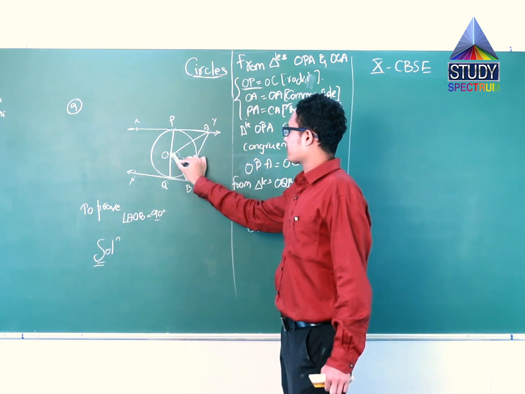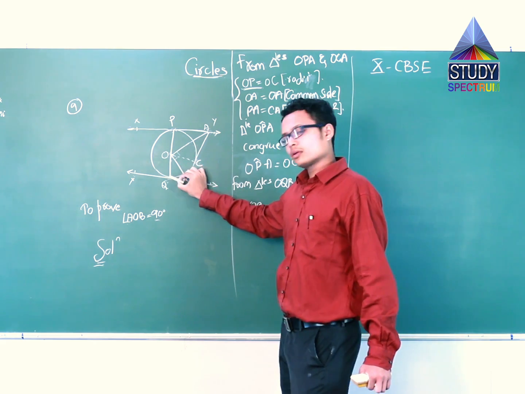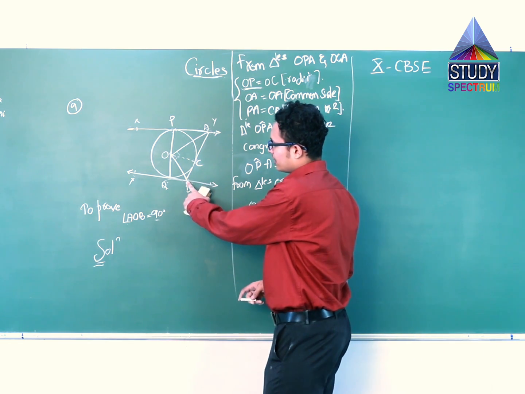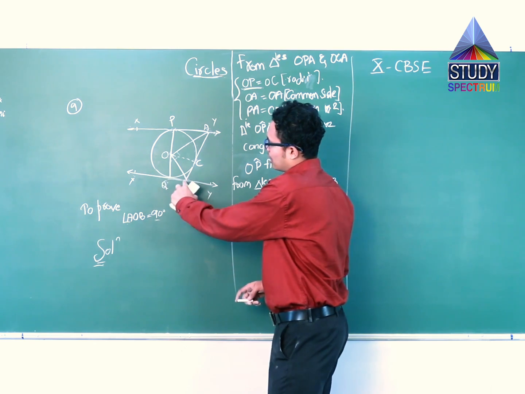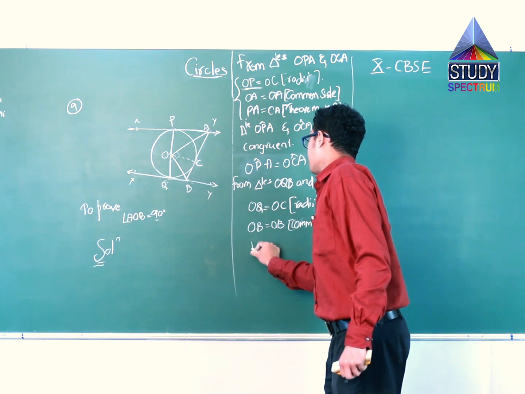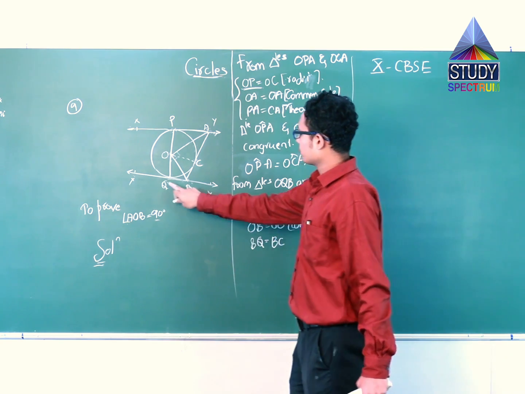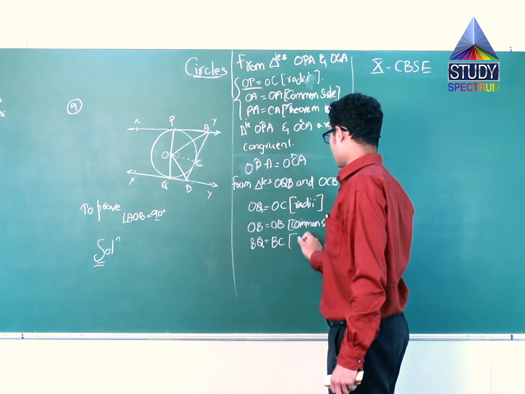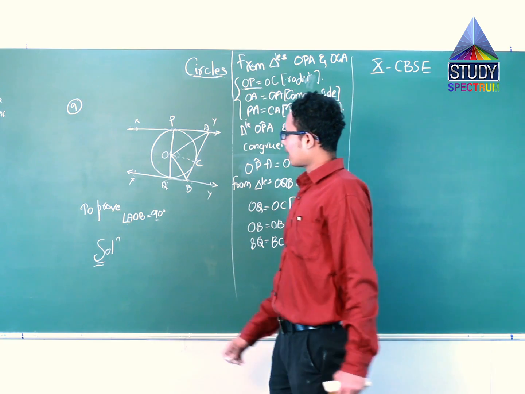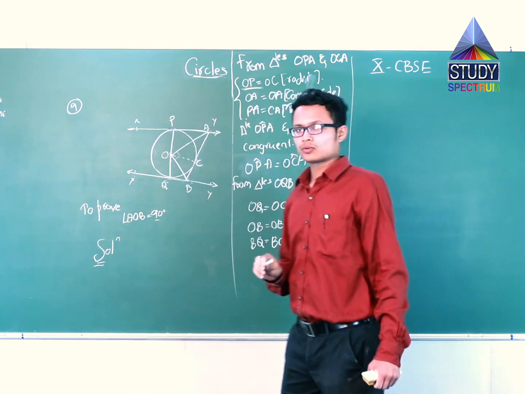I have covered the radius and I have covered the common side. This side is left out. This side will also be equal in corresponding triangles. That is, QB will be equal to BC, because from point B we have two tangents, BQ and BC. So therefore BQ is equal to BC. This is from the theorem. So from the SSS criterion, I conclude that triangle OQB and triangle OCB are congruent.